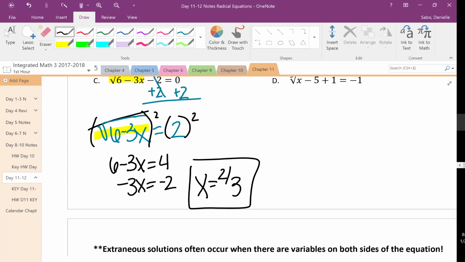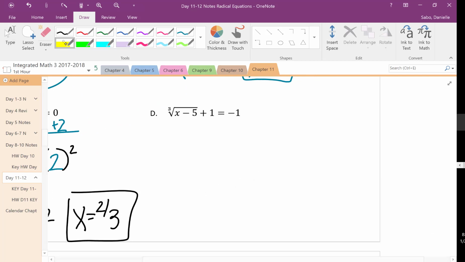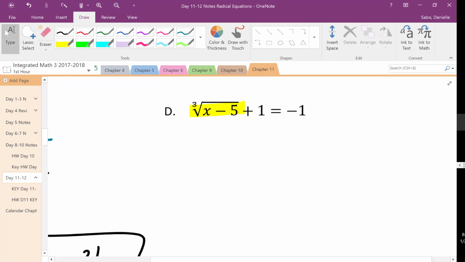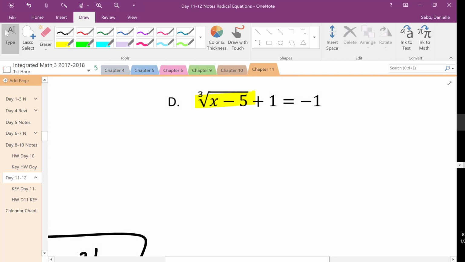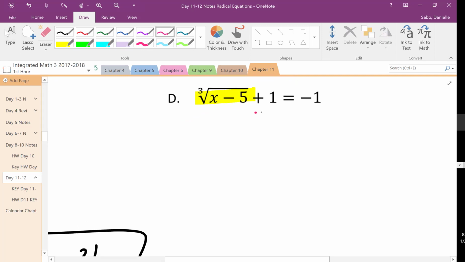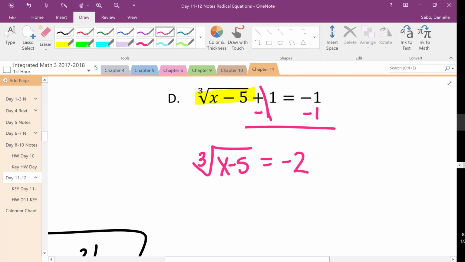Okay. Same situation here, but now what is our index? 3. Okay, so when I actually have to raise it to a power, what power am I going to raise it to now? Yeah, to the 3rd. So, again, is it isolated? Because that's what we have to make sure first. No, what must I do to both sides? Yeah. So now I have the cube root of x minus 5 equals negative 2.